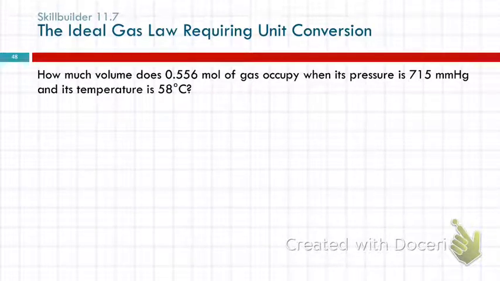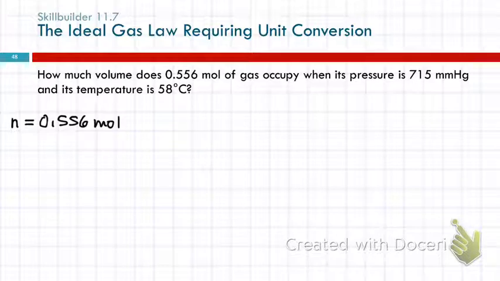Okay. How much volume does 0.556 moles of gas occupy when its pressure is 715 millimeters of mercury and its temperature is 58 degrees Celsius? So I look at this and it's like, well, I've got moles and pressure and temperature, and I only have one of each. This is probably going to be an ideal gas law problem. So I'm just going to identify these things. So I have 0.556 moles of gas. Well, that's n.